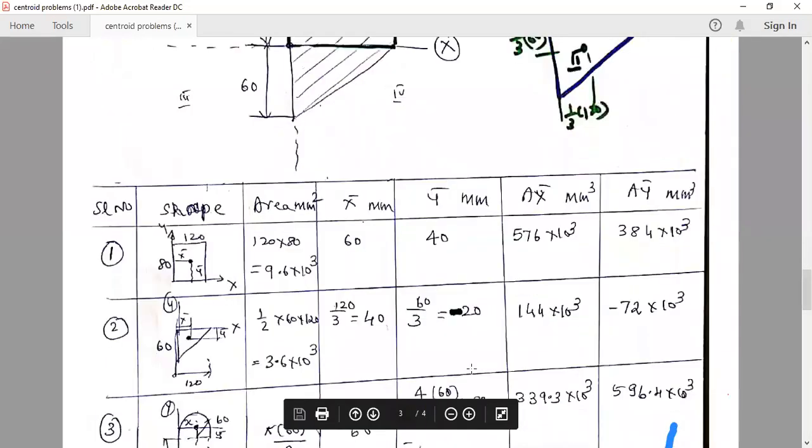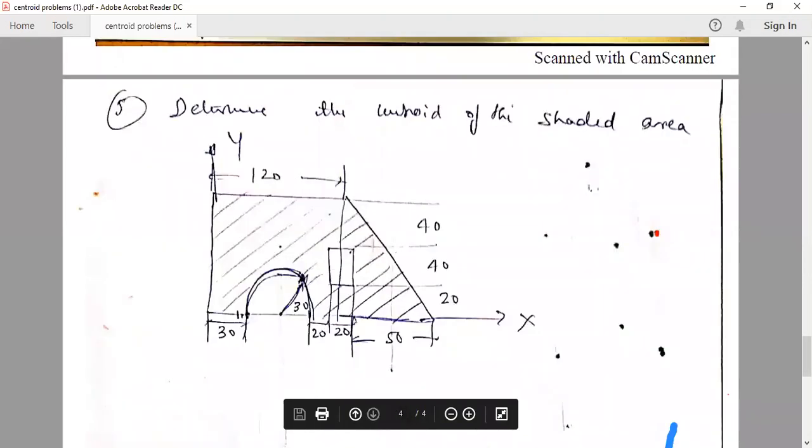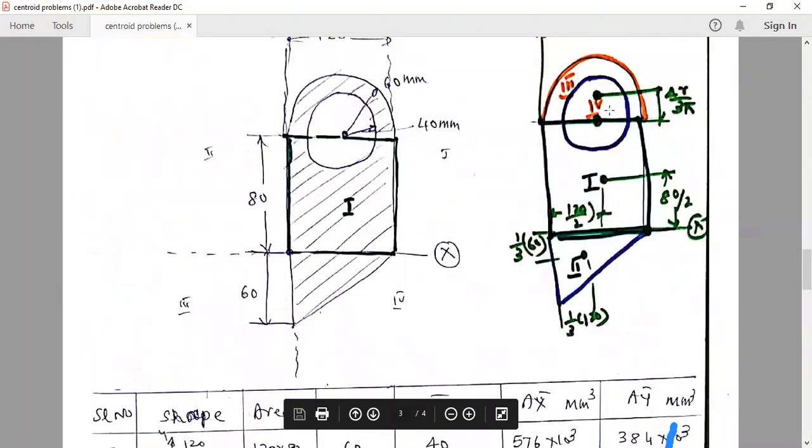Work out these problems again. I'll upload some more problems for your practice. You can go through those problems. These problems are not taken from the book. I have taken them from the Beer and Johnston textbook.